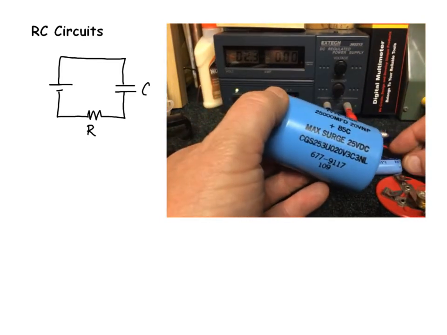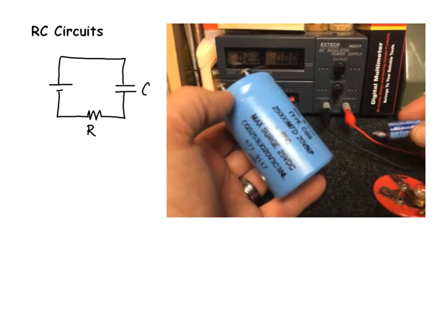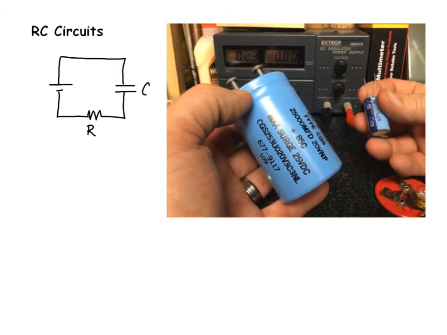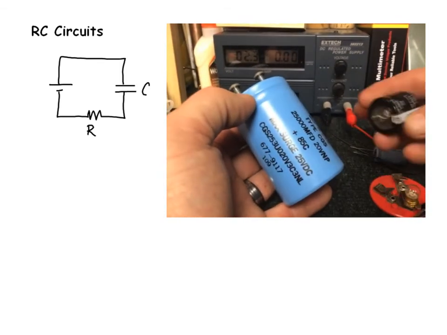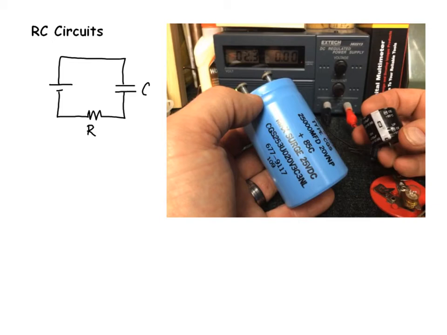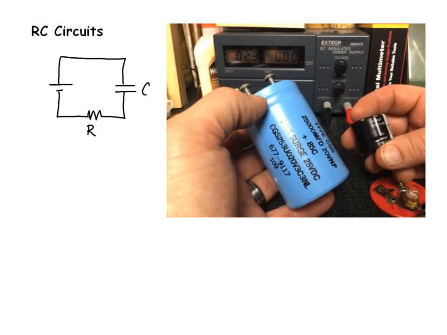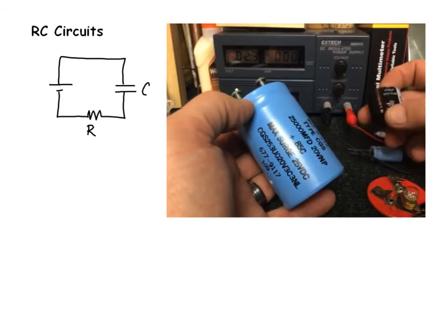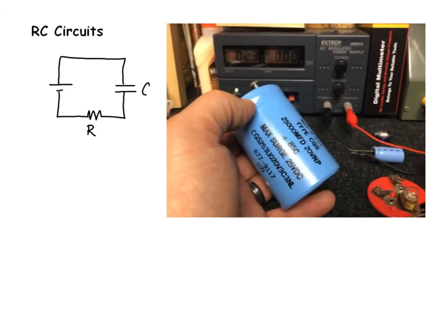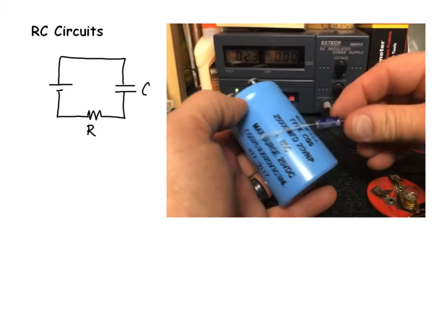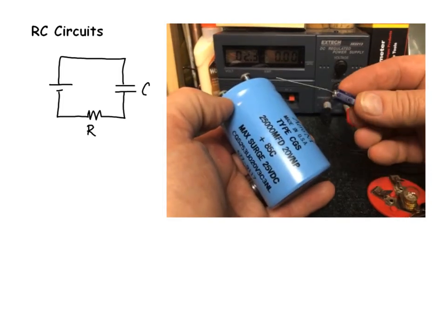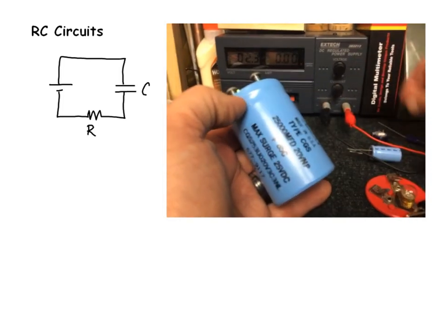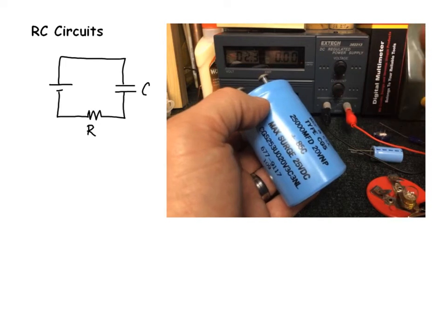Now, the physical size of the capacitor is not really indicative of its capacitance. Here's one that's smaller. It does have a smaller capacitance, but it has a much larger voltage rating as well. So the actual size of the capacitor itself doesn't really indicate its capacitance. It's related to how it's built and what you're going to use it for.